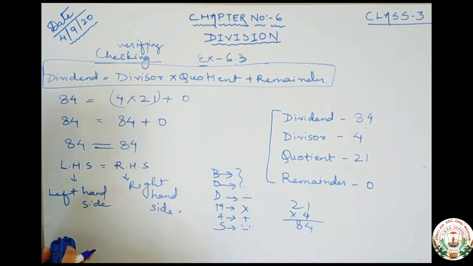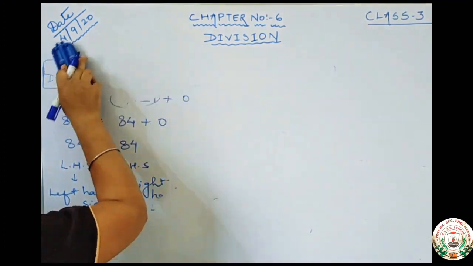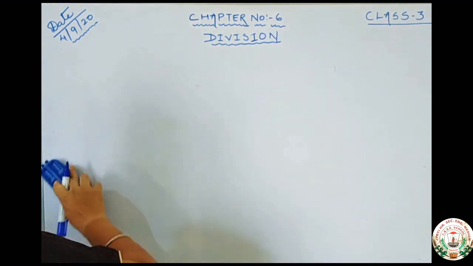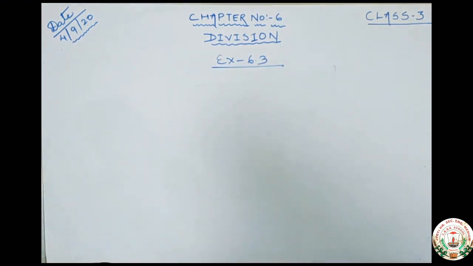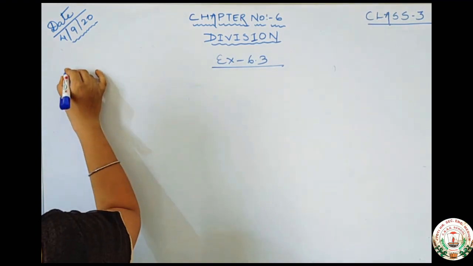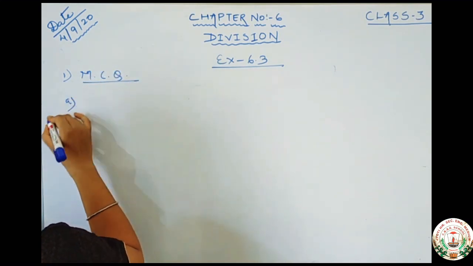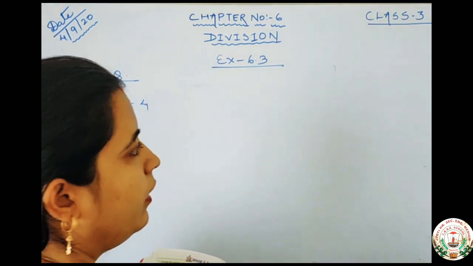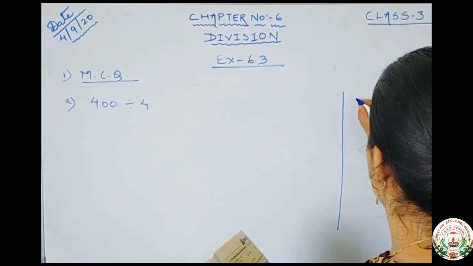Okay. Now we will start our exercise number 6.3. Now let us see what are the questions in exercise number 6.3. First question is choose the correct option. First is MCQ. Choose the correct options. A part. First one is 400 divided by 4. So in maths, a very important thing is that you should do your rough work. Okay. 400 divided by 4, we will solve in rough.